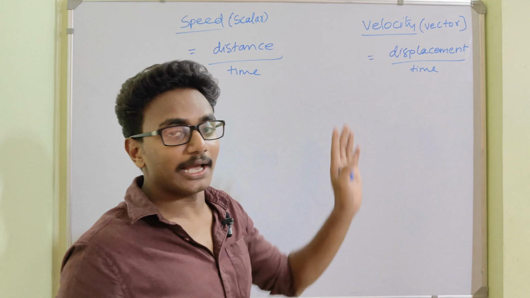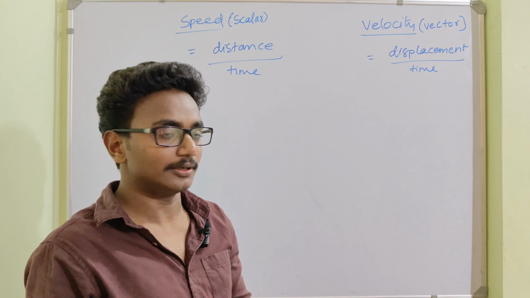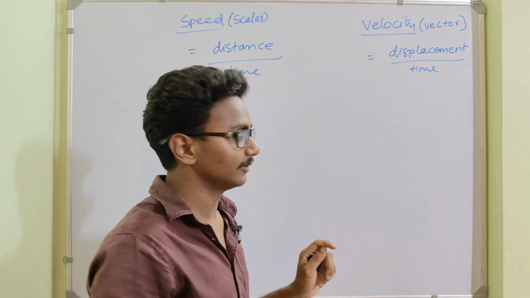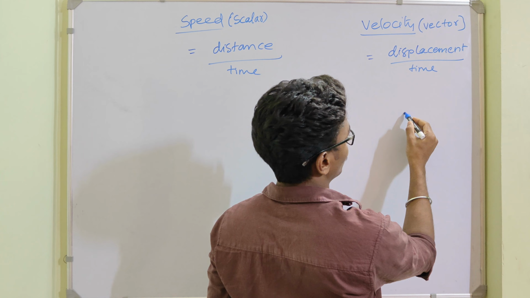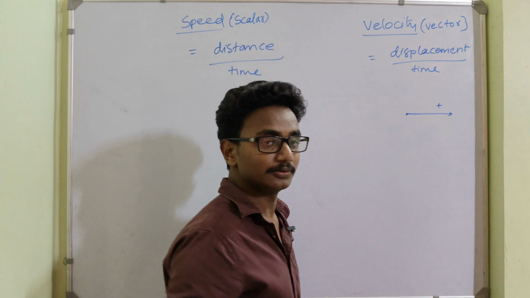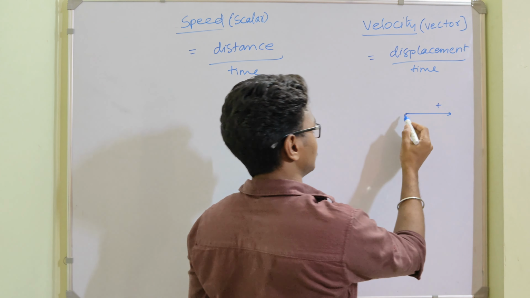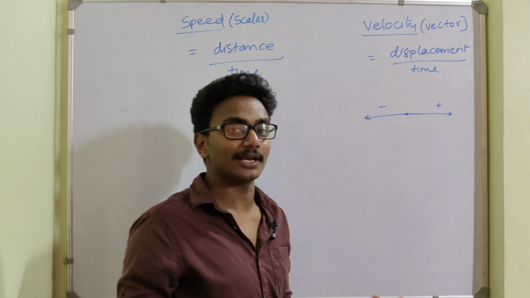That means velocity has direction, velocity depends on direction. Suppose, for the sign of velocity, if you are moving in this direction, velocity is positive. If you are moving in the opposite direction, velocity is negative.